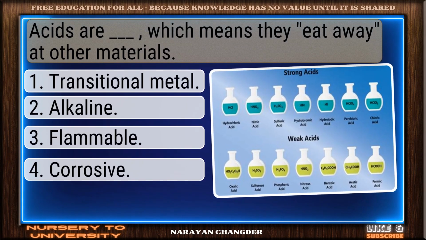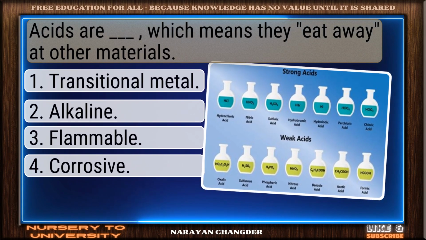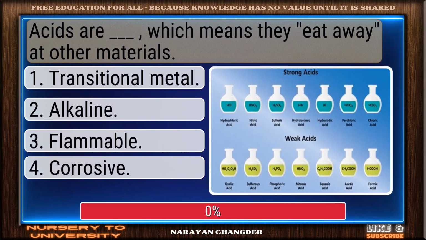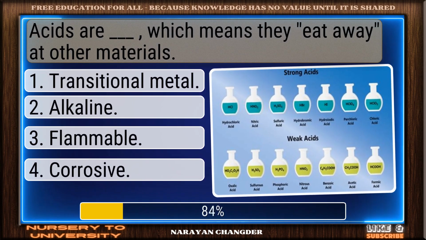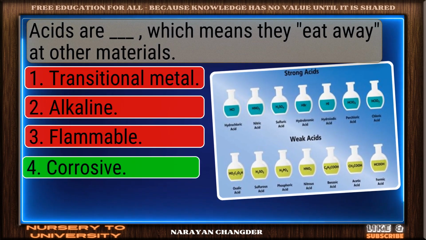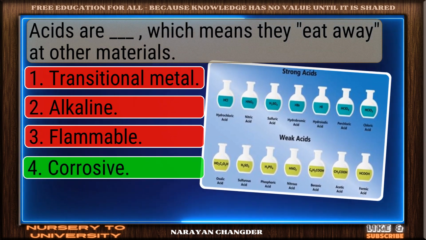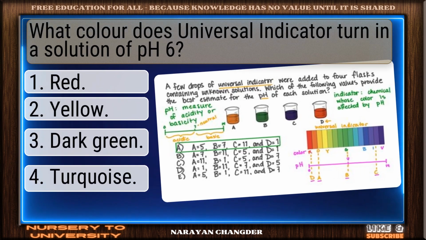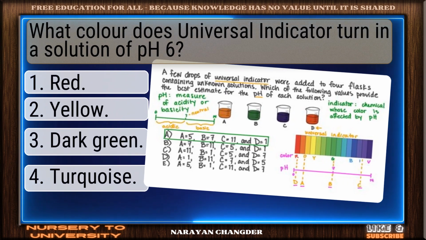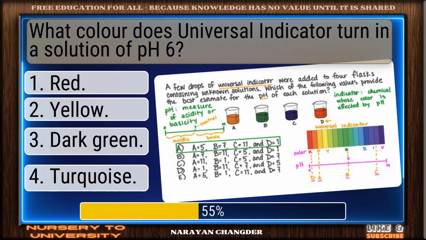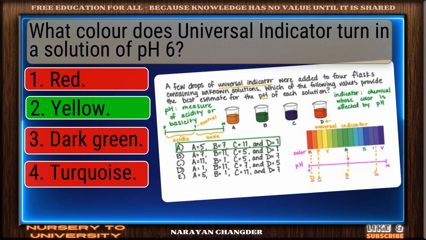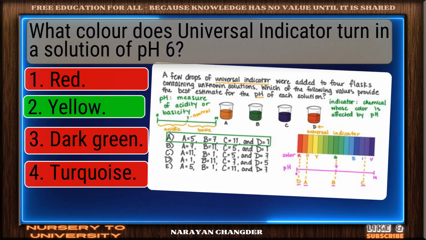Acids are dash, which means they eat away at other materials. Well reasoned. Corrosive is correct. What color does universal indicator turn in a solution of pH 6? Good thinking. Yellow is right.